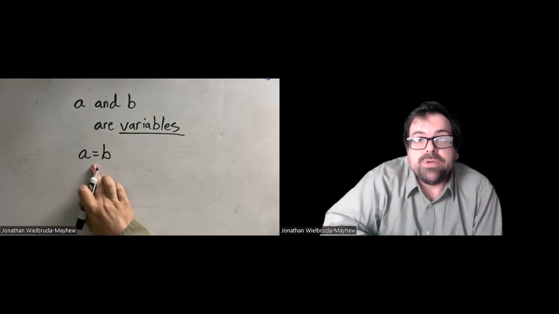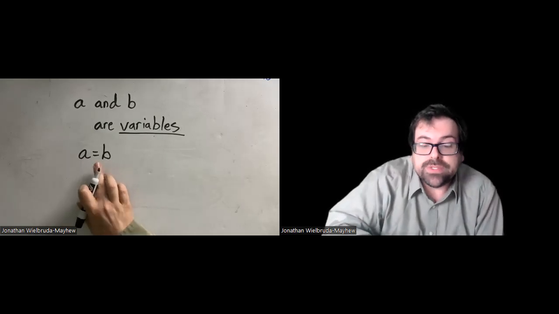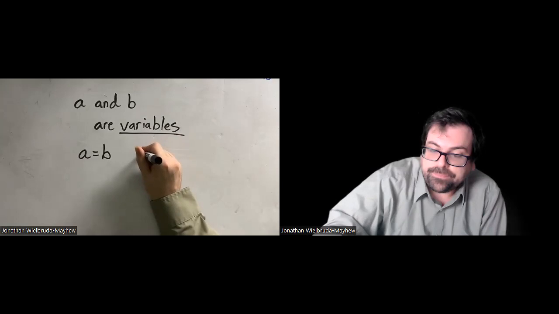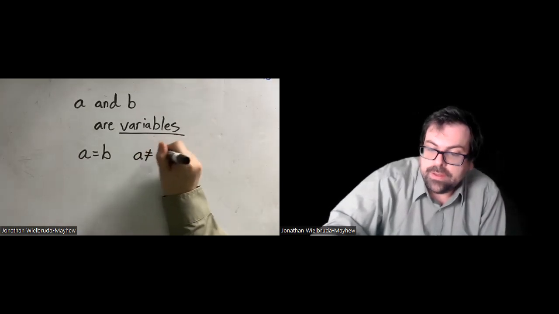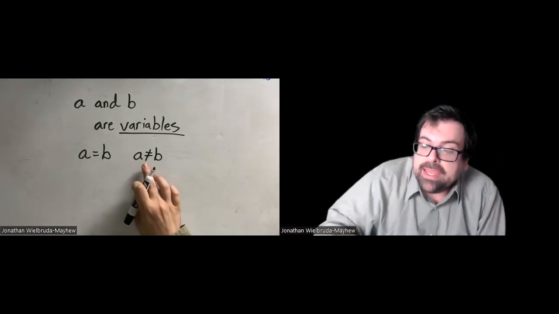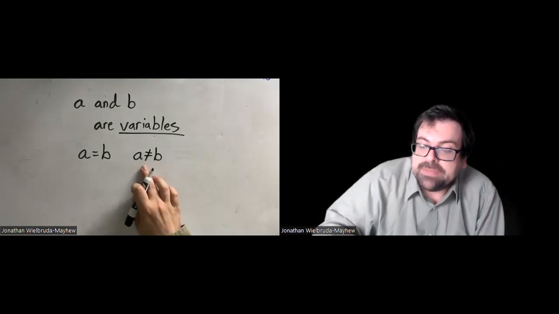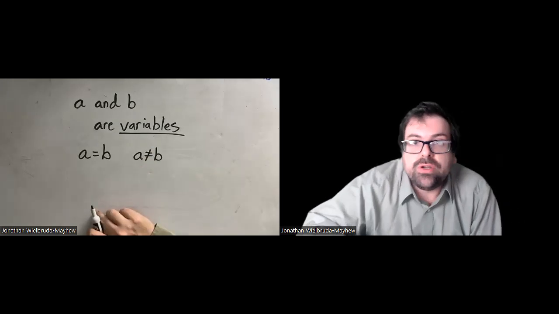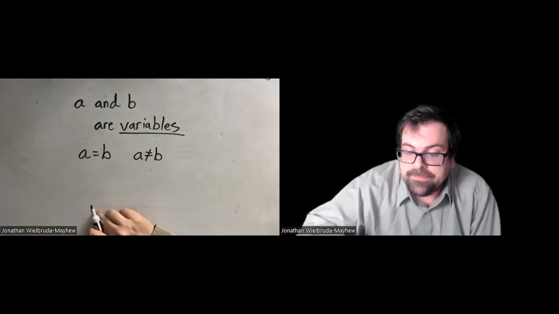This would be two numbers that are the same. A equals B. This would be two numbers that are not the same. A is not equal to B. So the symbol for not equals is a slash through the equal sign.